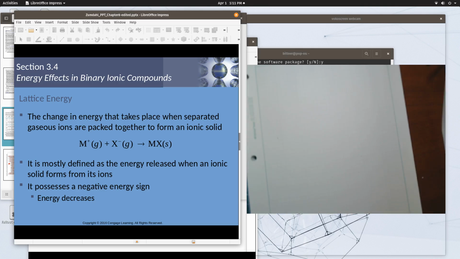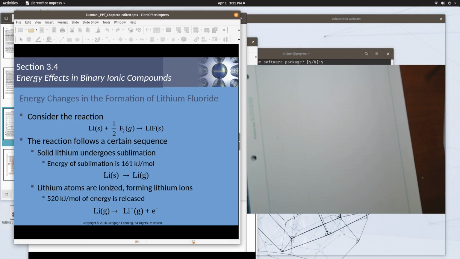that of lithium fluoride. So we look at the reaction of lithium plus fluorine. It's a fairly violent reaction. Lithium is very reactive. Fluorine is very reactive. The lithium fluoride is a very stable salt, and it follows a particular sequence.